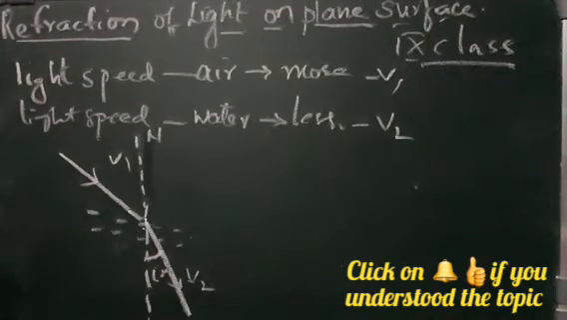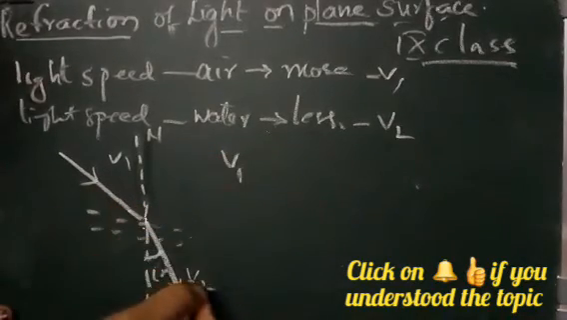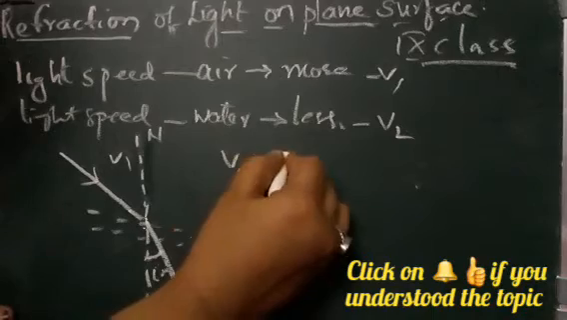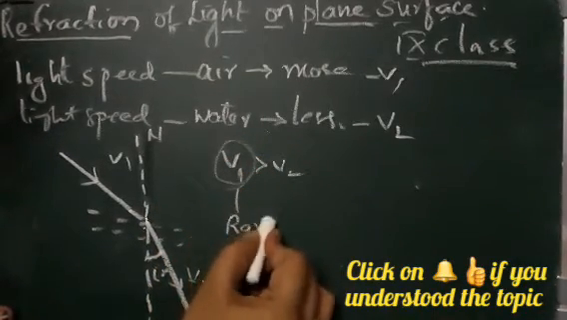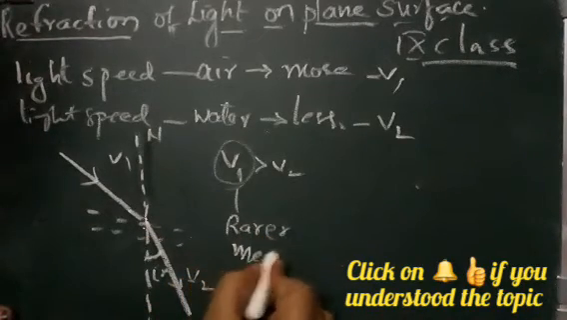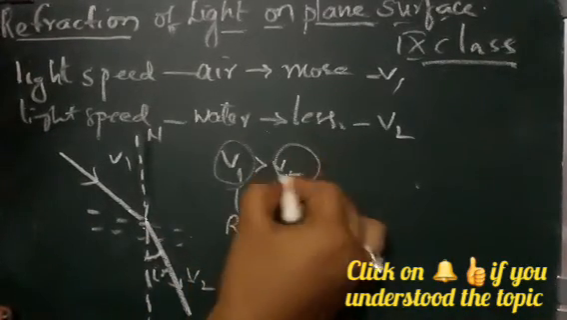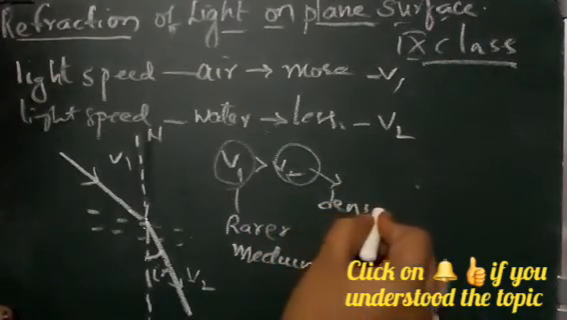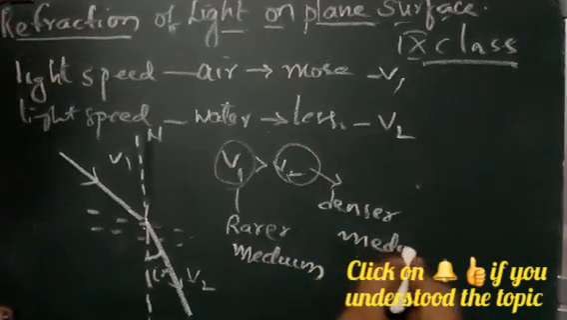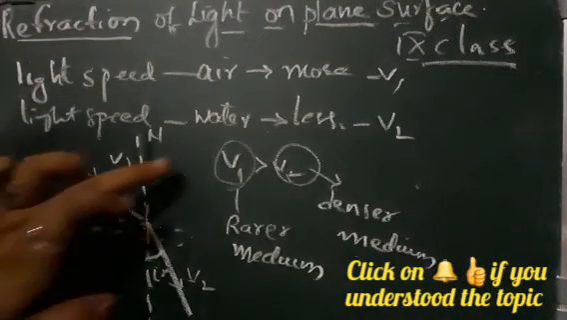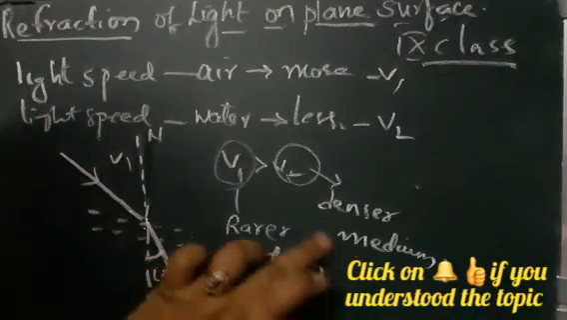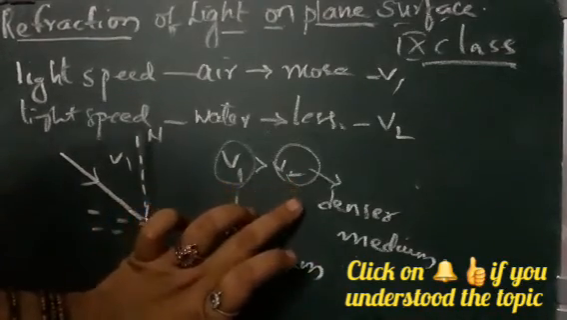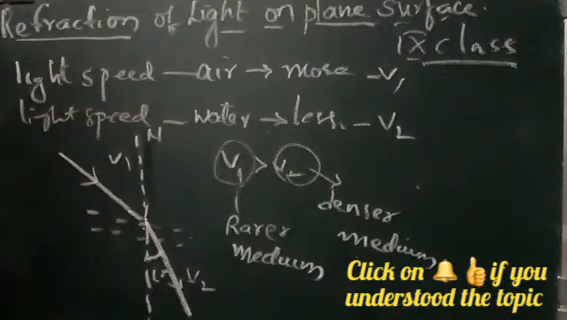Fine. And now when V1 is more than V2, then we can say that V1 is the rarer medium, and V2 is called the denser medium. That means the light traveling here has a good speed, so we can call it the rarer medium, and here the speed has decreased, so it becomes the denser medium.